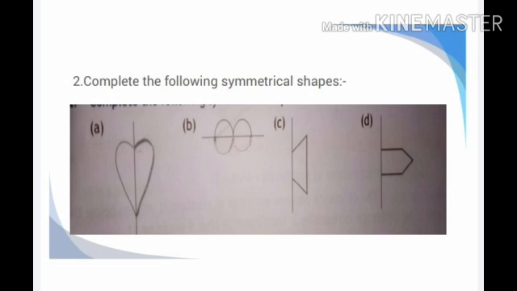Question 2, complete the following symmetrical shapes. Here you have to complete the symmetrical shapes. A and B I have solved here. So C and D you do by yourself.